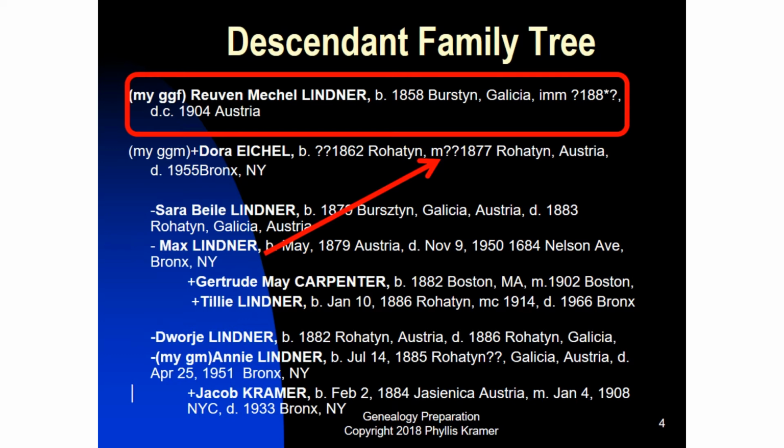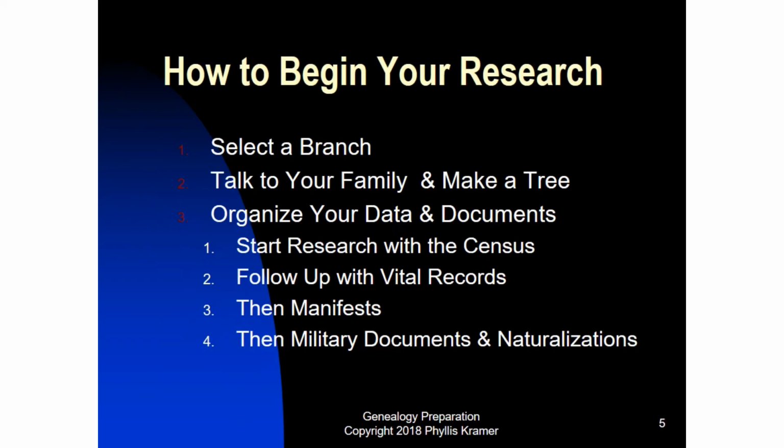But where would you get this information? Well, you begin by selecting the branch and talking to your family and drawing out a tree for that branch. You're going to start with the census, go to vital records, manifests, and then the more complex documents of military documents and naturalizations. You're going to collect treasured photographs. They are absolutely priceless. Do not put them in the sunlight. Keep them in plastic. You can buy little plastic sheets at Office Max or Staples and put them in there.